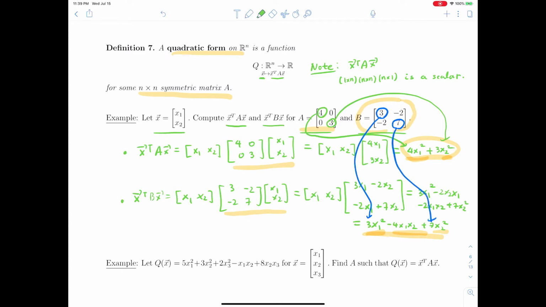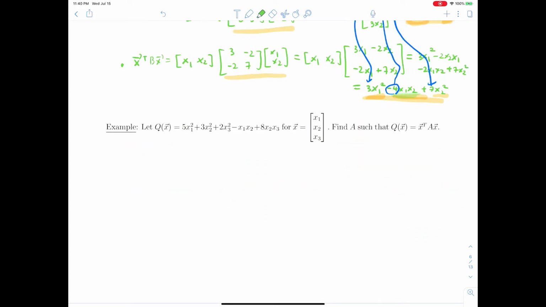And the coefficient of the term that multiplies x1 and x2 crosses over, like -4, that splits into two parts and goes to the off-diagonal entries like -2 and -2. So by applying the pattern to this example, we can actually find the symmetric matrix A such that Q equals x transpose times Ax.